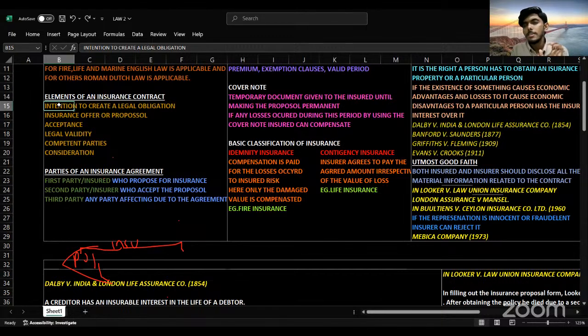To be honest, as we all know, the insurance company will not provide you a policy for free, right? What should you do? You should pay a premium, which means it's an obligation. So you should have the intention to create a legal obligation. I mean, you should be willing to pay the premium.